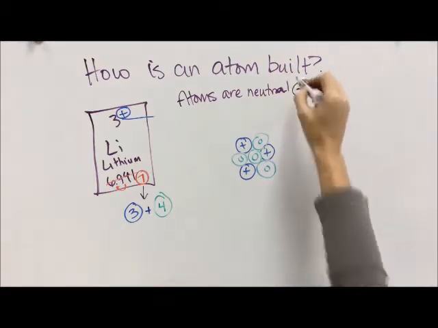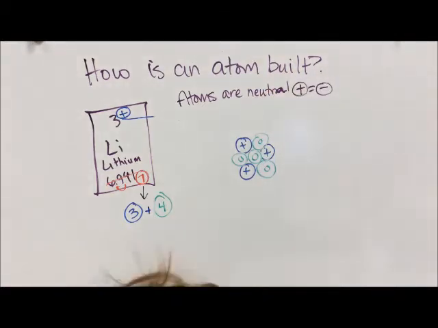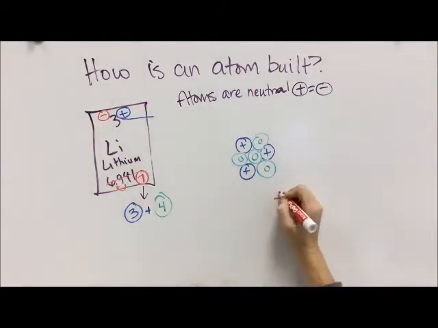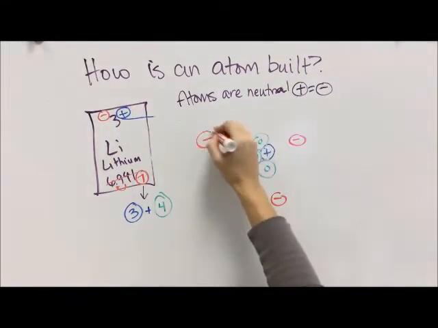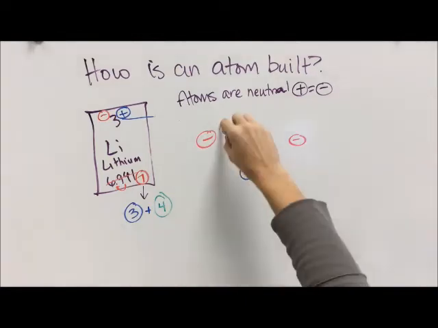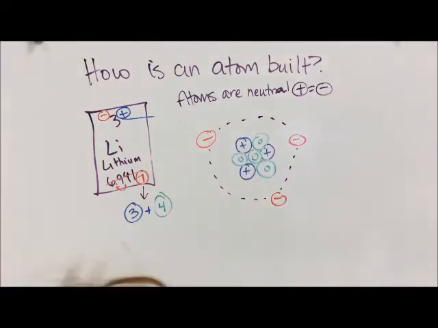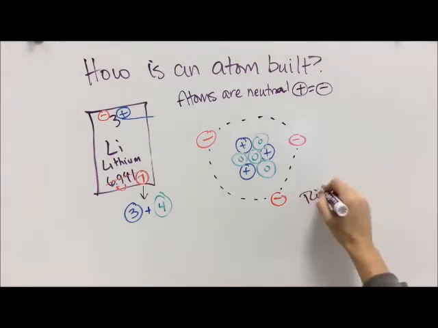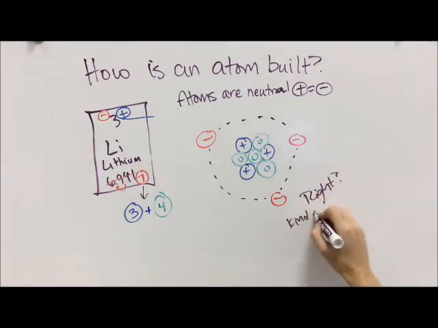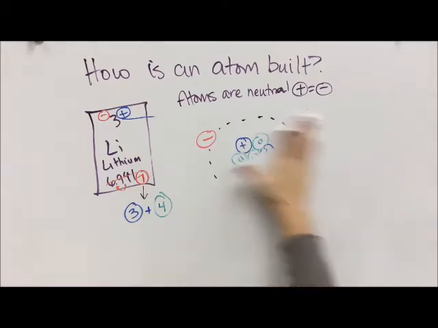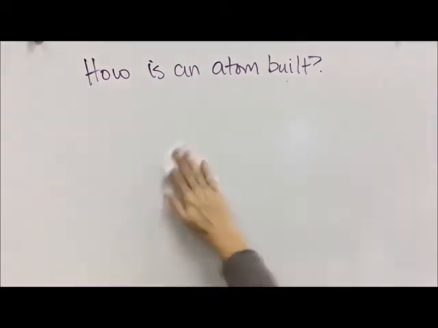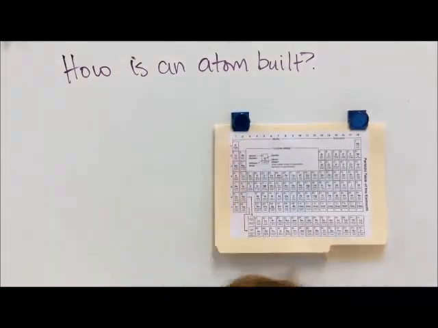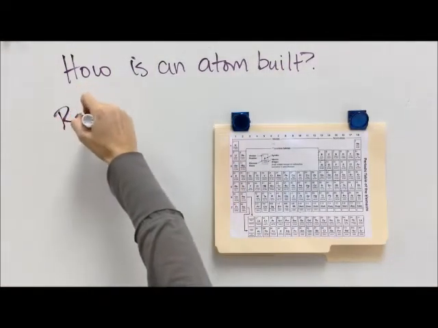Okay, so now atoms are neutral. Positives have to equal negatives. So how many positives do we have? We have 3, which means we have to have how many negatives? That's right, 3. So we're going to draw 3 negatives on the outside of this atom. And kapow, our atom is done, right? 3 positives, 3 negatives, 4 neutrons, right? Yeah, well, kind of. So here's the last thing. Now that we have the numbers of the particles figured out, we got to talk about where electrons go.